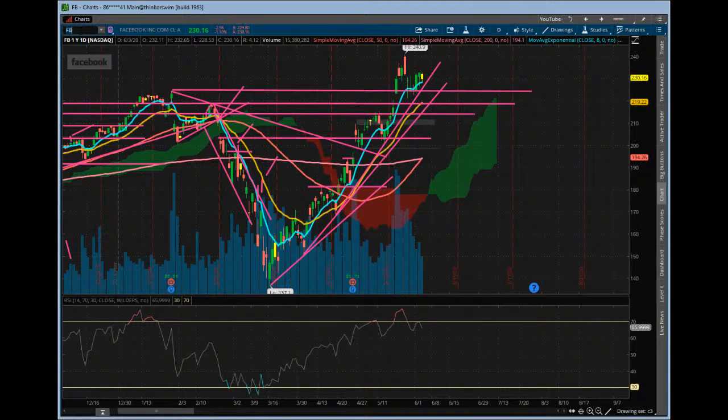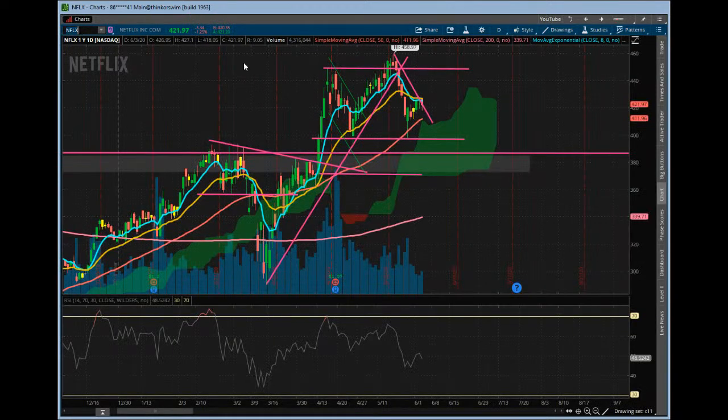But something like Netflix, right? We looked to short that. Why? It was up yesterday. Why would we look to short that today? Because it just tagged its downward trend line, right? So it's just a little bit of a relief bounce into resistance, right? Potential resistance right there, right? So that's what we looked to short.